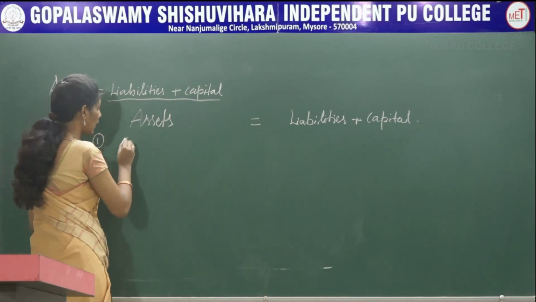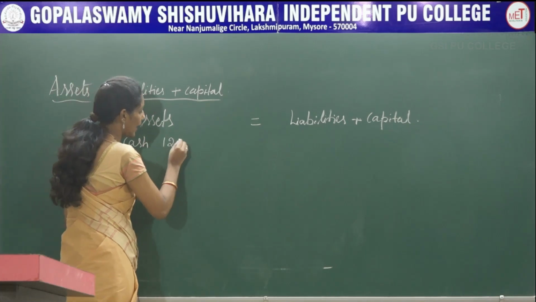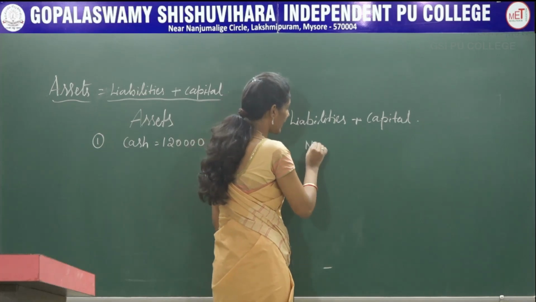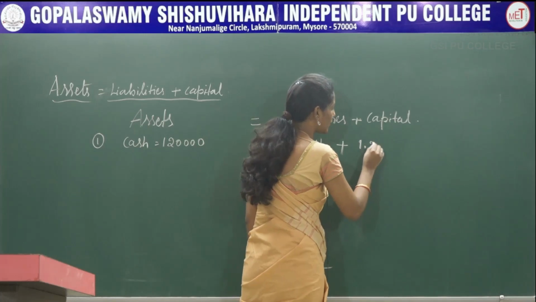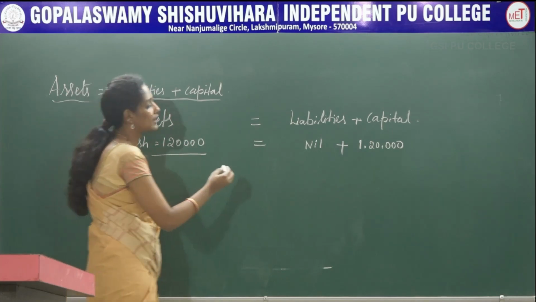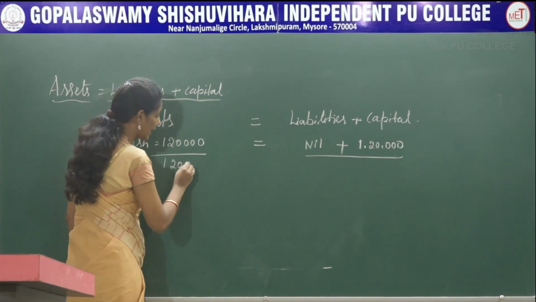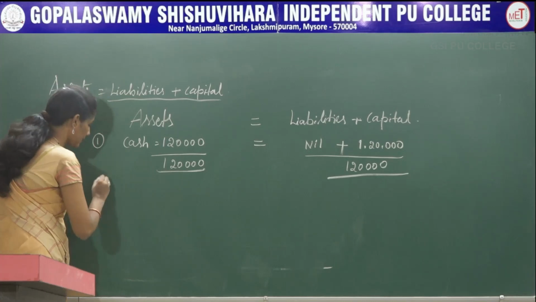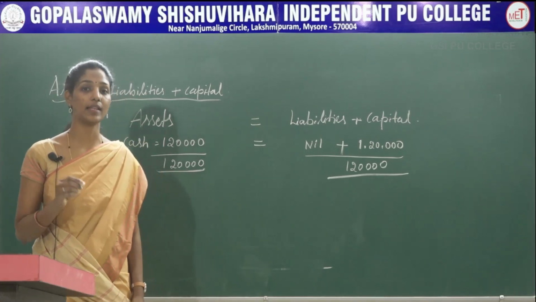So under the assets you should write cash rupees 1,20,000. Liabilities, there is no liabilities. Write nil below the liabilities, and the capital amount of the owner is rupees 1,20,000. So now both the sides of the equation tally, 1,20,000, 1,20,000. Next, second transaction, purchase goods for cash rupees 10,000.